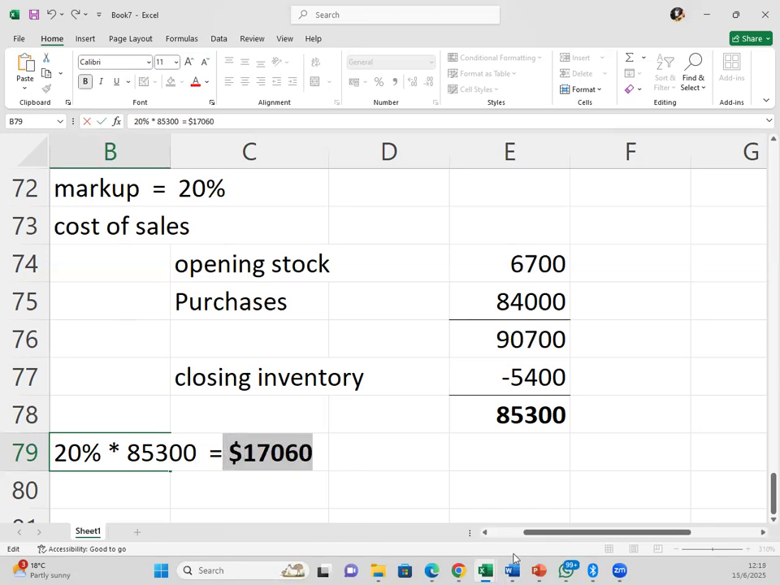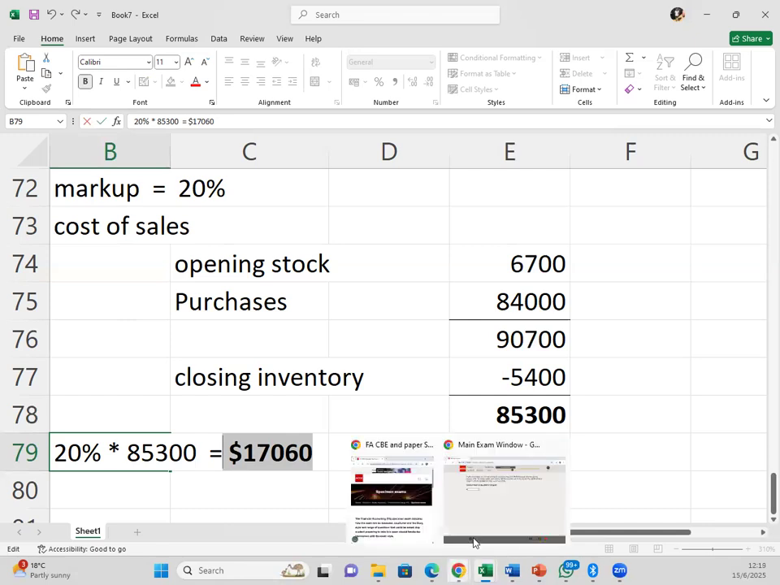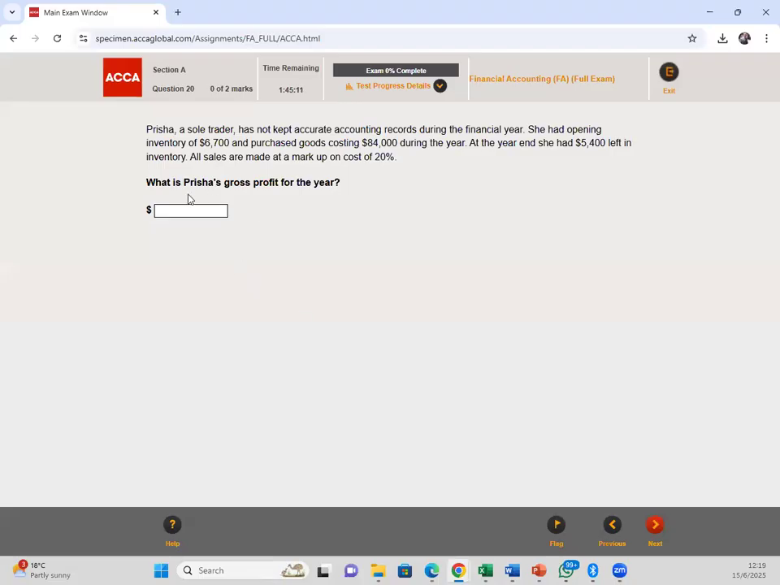So let's move to the next question. So let's go and verify that one. So that's 1706. 1706, 17060. Yes, that's correct. So let's move.